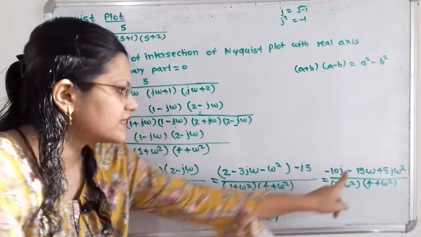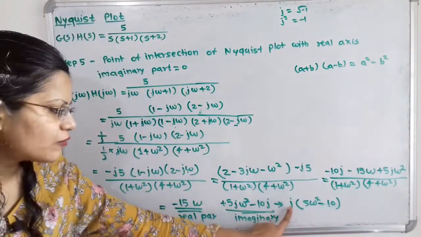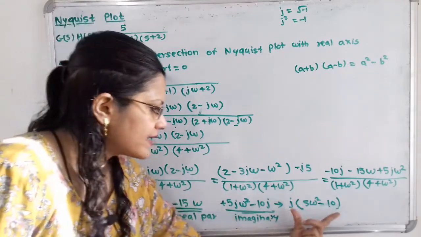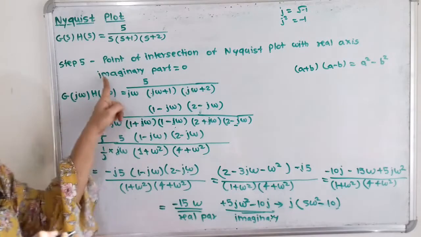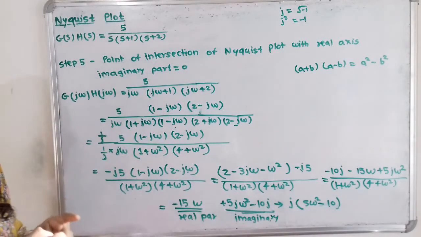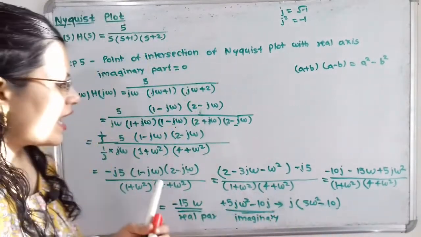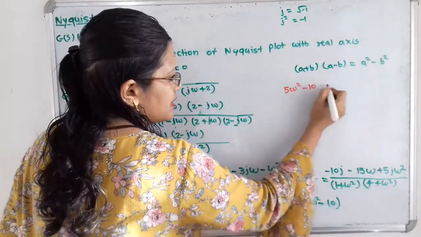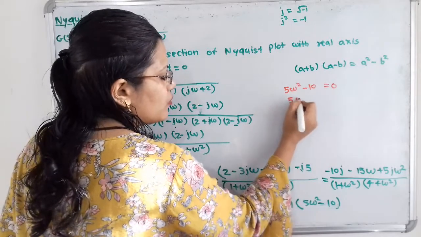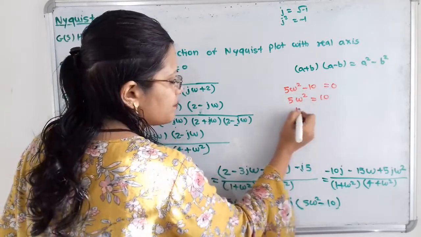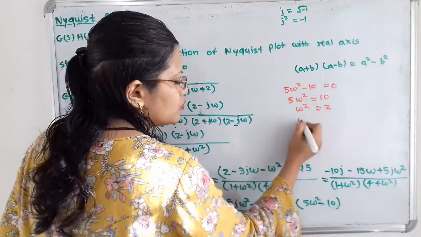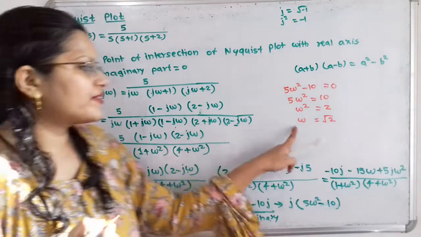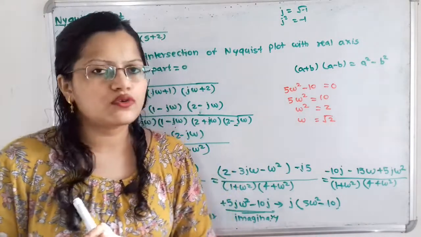So how to solve this imaginary part? We have to take j outside the bracket. Now if I take this j outside the bracket, then this whole part is the imaginary part, and we have to set the imaginary part equal to 0. So I will take this, 5 omega square minus 10 is equal to 0. So 5 omega square is equal to 10. Omega square is equal to 2, and omega is equal to under root of 2. So the value of frequency, that is omega, is equal to under root of 2.